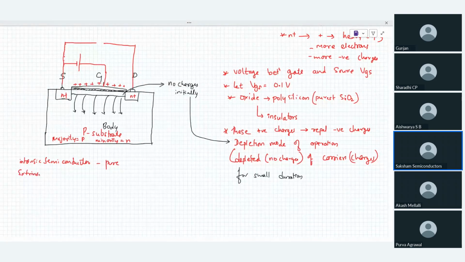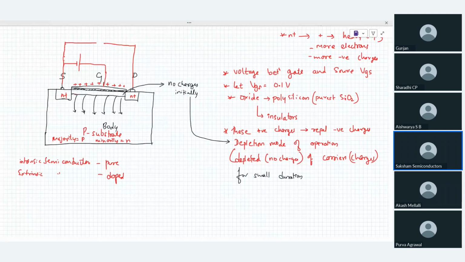Extrinsic semiconductor, it is doped with impurities. Now here, since I have not mentioned, I just mentioned it is a p-type material. That means it will be doped with some small amount of negative charges. So there would be a small amount of negative charges present over here, and also there are some negative charges present here towards the source and drain.